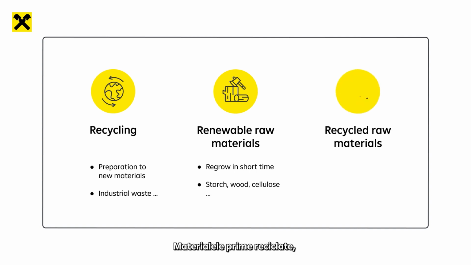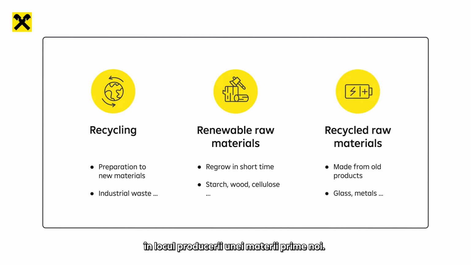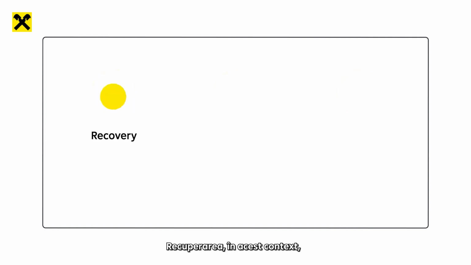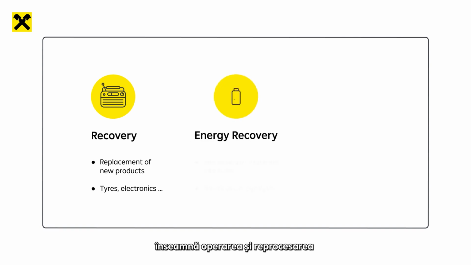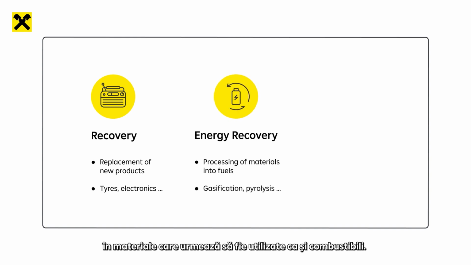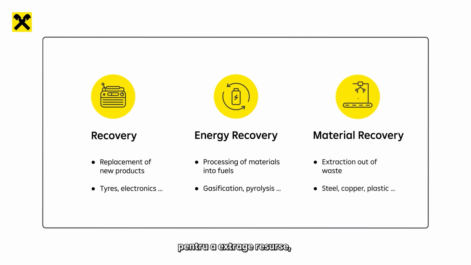Recycled raw materials are raw materials that have been recovered from old products instead of producing raw material newly. Recovery, in this context, means products, components of products, or materials that have become waste and are later prepared to be reused. They are replacing new products, components, or materials. Energy recovery means operation and reprocessing into materials that are to be used as fuels. Material recovery is the utilization of manufactured goods to extract resources such as steel, copper, or plastics for further reuse.